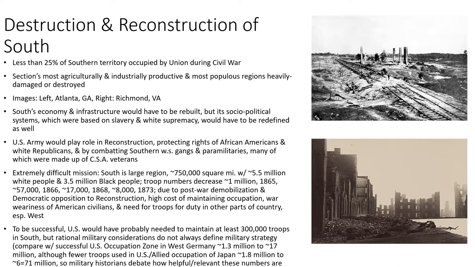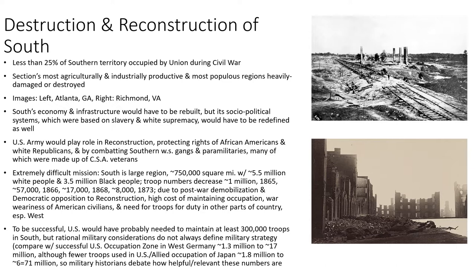But its socio-political systems, which were based on slavery and white supremacy, would have to be redefined as well after the Civil War. And the U.S. Army would play an important role in Reconstruction. It would protect the rights of African Americans and of white Republicans. And it would combat Southern white supremacist gangs and paramilitaries, many of which were actually made up of former Confederate States Army veterans.